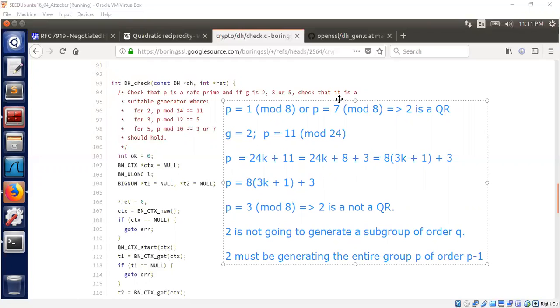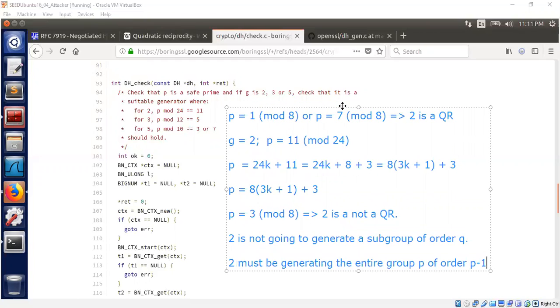So by just testing the fact that P is congruent to 11 mod 24, or equivalently P is congruent to 1 mod 8 or 7 mod 8, we can conclude something about whether number 2 is a quadratic residue or not. That's basically what this DH check function is actually doing. They don't use the exponent. They simply use this little fancy trick from math, right? The quadratic reciprocity supplement that helps us to conclude this.